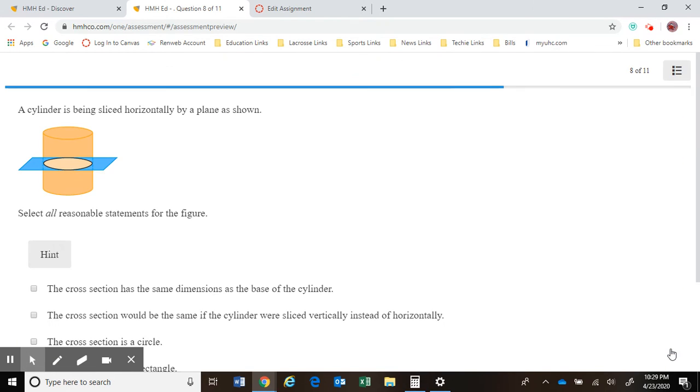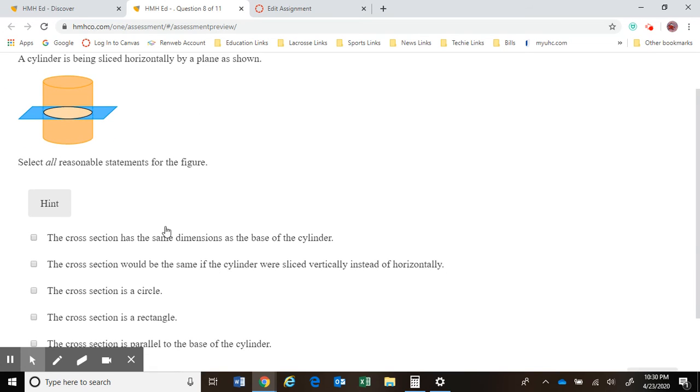Plugging away at these. All right, now we're talking about that cross section. Just like if I took a knife, okay? That looks like cranberry sauce to me. If you ever get cranberry sauce out of a can, we cut through it, right? This is our knife and we cut through it. A cylinder is being sliced horizontally by a plane as shown. Select all reasonable statements for the figure.